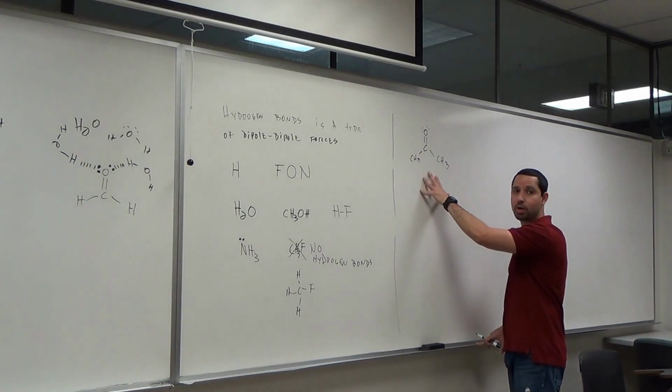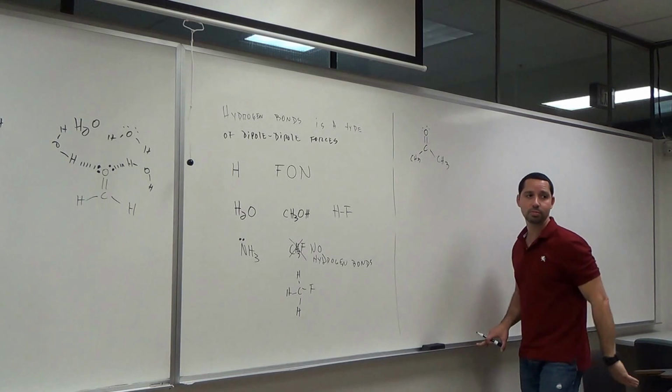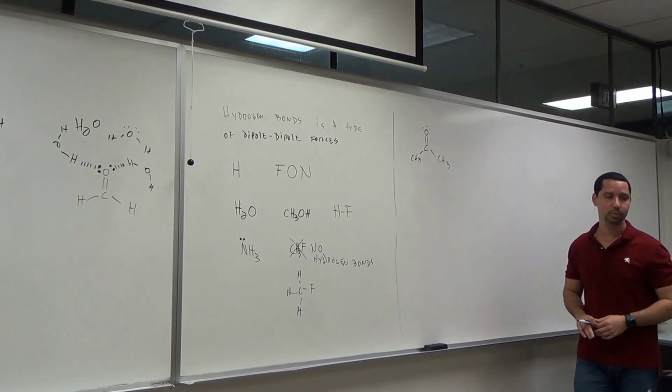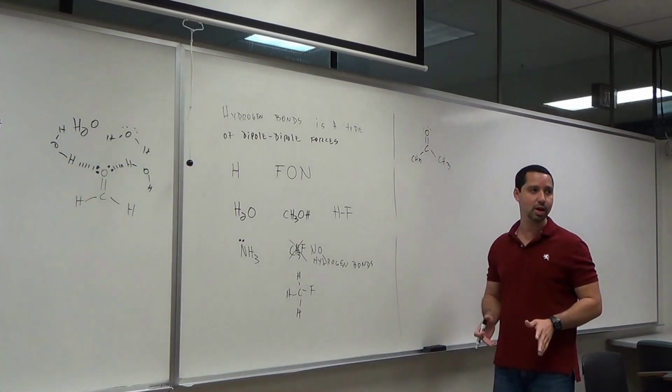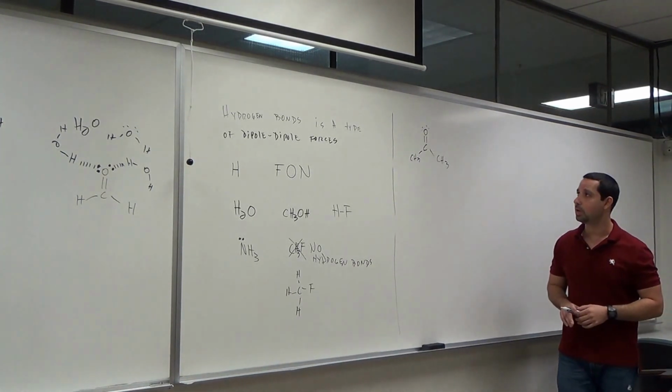If it made hydrogen bonds, will it have a higher boiling point? Yes, but because it's not hydrogen bonds, you do not expect that boiling point to be very high. And acetone does not have a high boiling point, yes? That's why you use it for your nail polish.